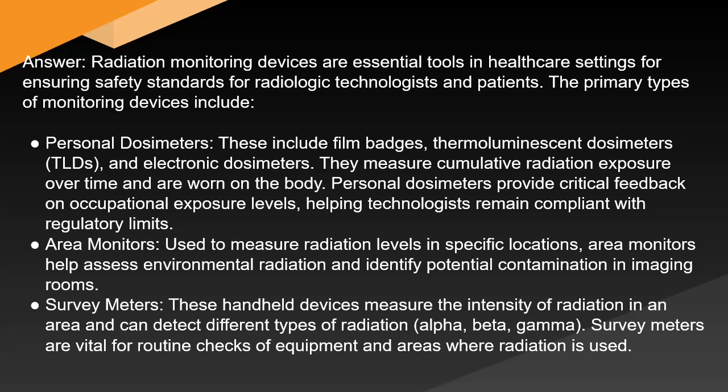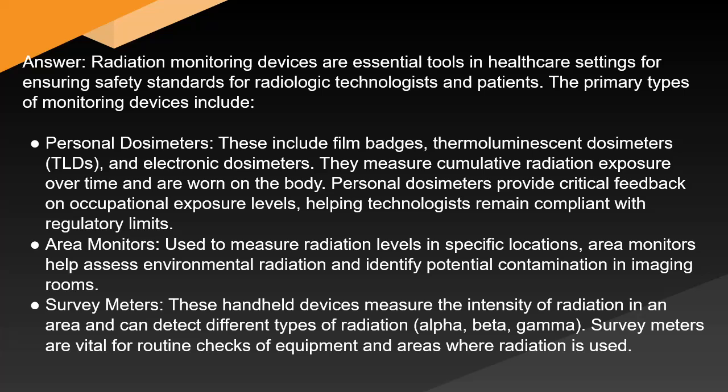The primary types of monitoring devices include personal dosimeters. These include film badges, thermoluminescent dosimeters (TLDs), and electronic dosimeters. They measure cumulative radiation exposure over time and are worn on the body. Personal dosimeters provide critical feedback on occupational exposure levels, helping technologists remain compliant with regulatory limits.